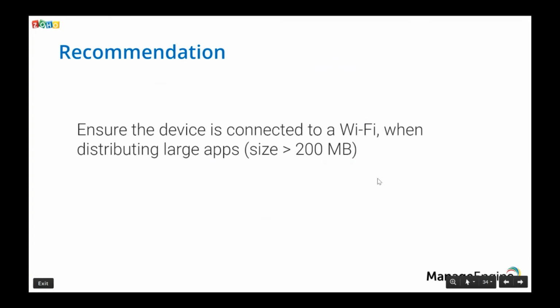A recommendation from our side would be to always make sure that your device is connected to a Wi-Fi network whenever you're distributing an app that is larger than 200 MB in size. This is mainly because Apple restricts the download of apps if they're larger than 200 MB over a mobile data network. So we just saw how you can silently install apps on Apple devices. Let's take a look at how you can do the same for your Android devices.